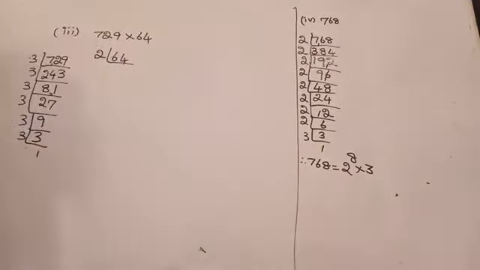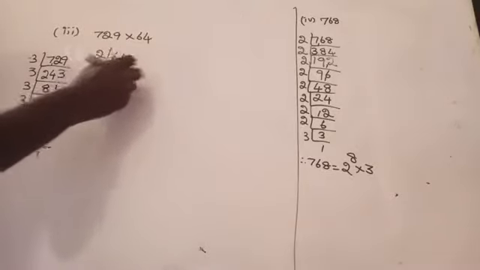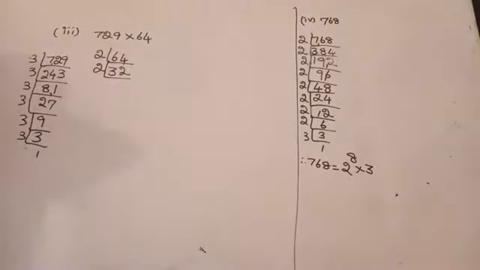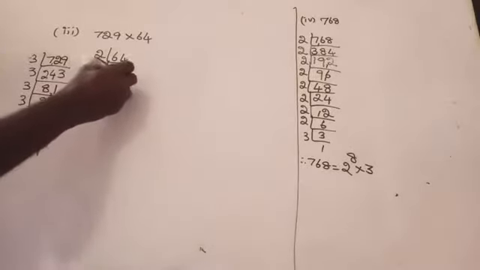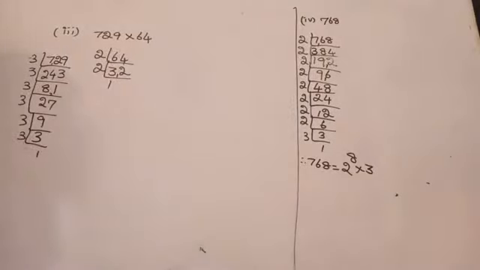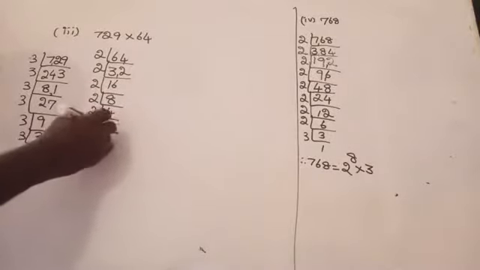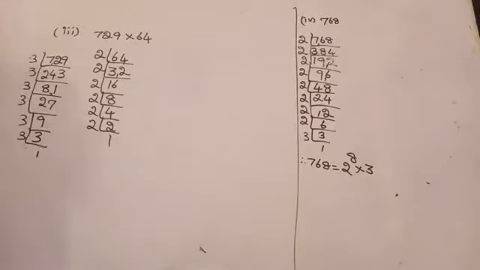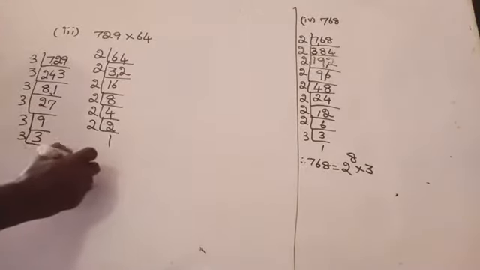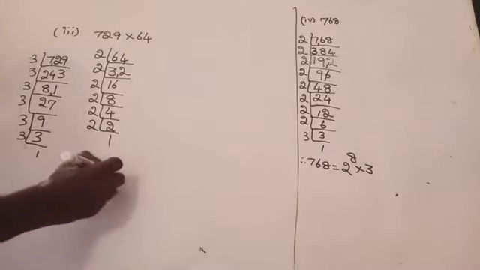It goes with 2 table because the unit digit is 4 here. How many 2s are there in 6? 3. How many 2s are there in 4? 2. Again it goes with 2 because unit digit is 2. How many 2s are there in 3? 1. Remaining 1. How many 2s are there? Yes, 6 2s are 12 here. 8 2s are 16. 4 2s are 8. 2 2s are 4. Then 1 2 is 2.